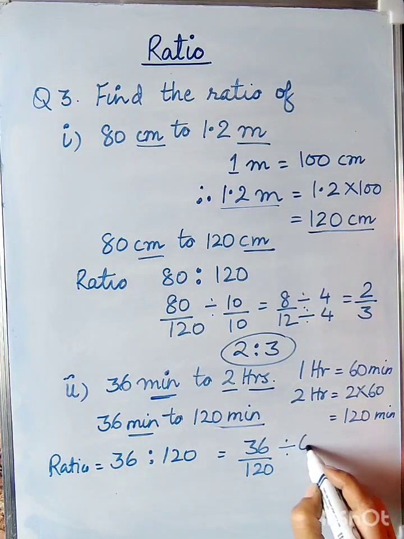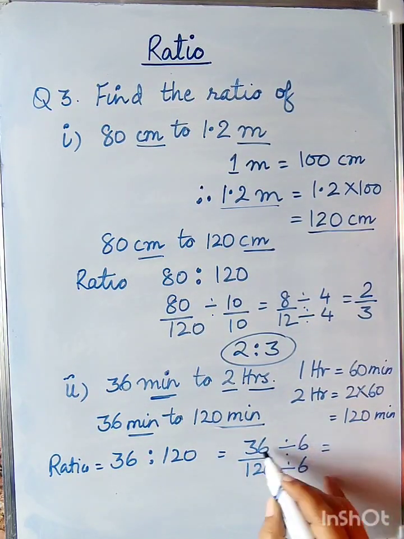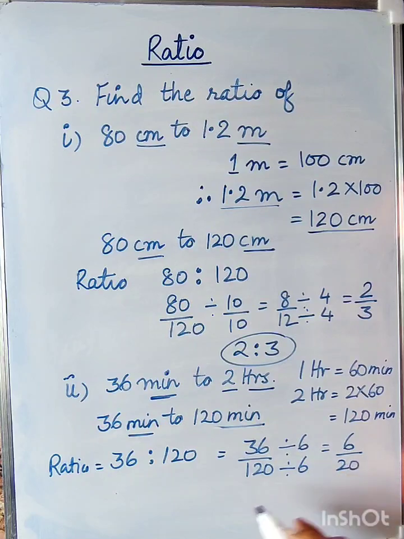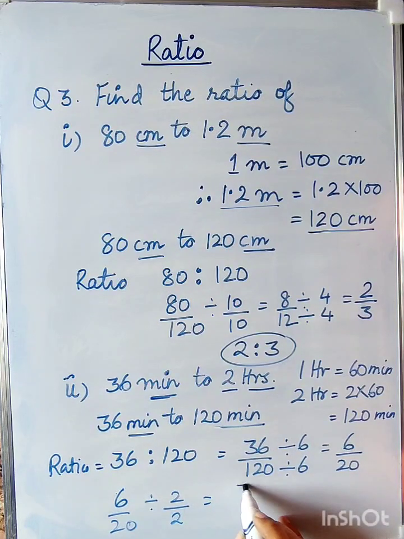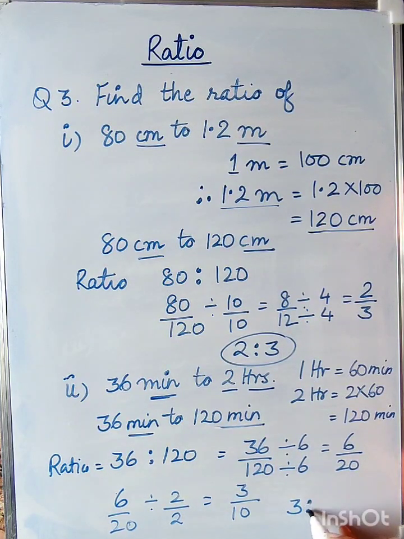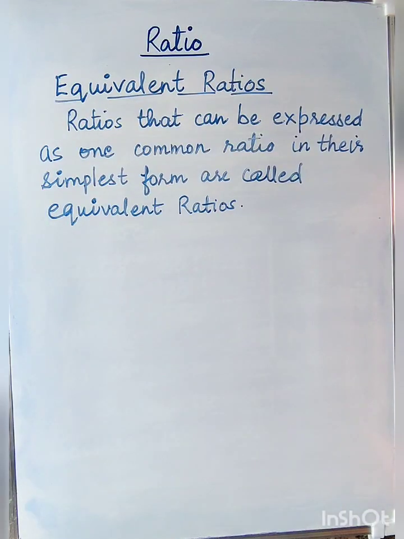Both you can divide by 6. You will get 6 by 20. And this 6 by 20 again you can divide by 2. So this comes to 3:10. So 3 by 10 is in the lowest form. Therefore 3:10 is your final answer. Hope you have understood the concept that ratio is a comparison of two quantities in the same unit.